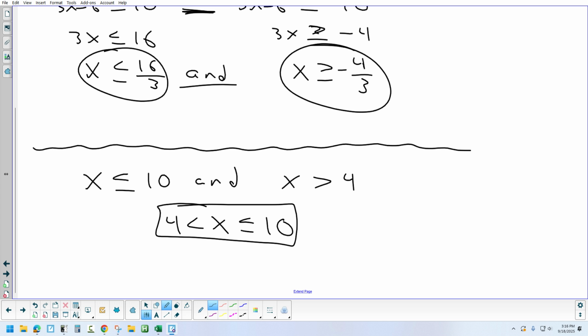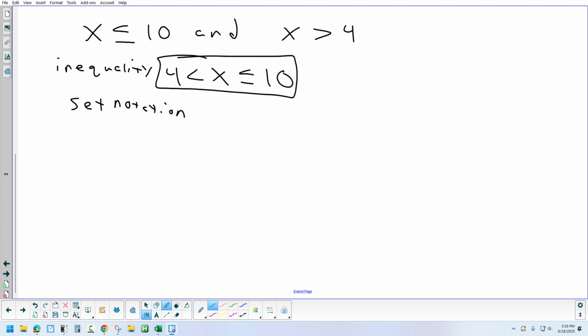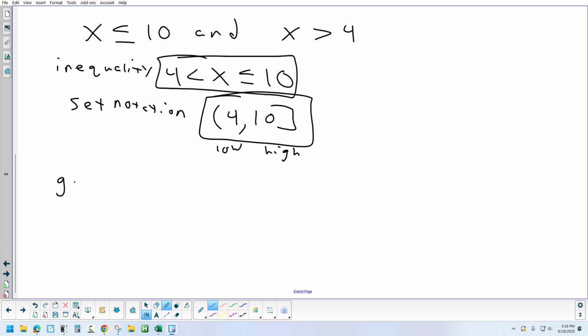Now what I want to do is write, instead of an inequality, let's do set notation. How would I write that compound inequality in set notation? Yeah, Travis? Is it parentheses 4, comma 10 bracket? Yep, perfect. 4, comma 10. Remember, 4 is the lowest value you are allowed to use. 10 is the highest value. And then the parenthesis indicates you can't equal 4, and the bracket on 10 means you can. So that's set notation. And now let's graph it.